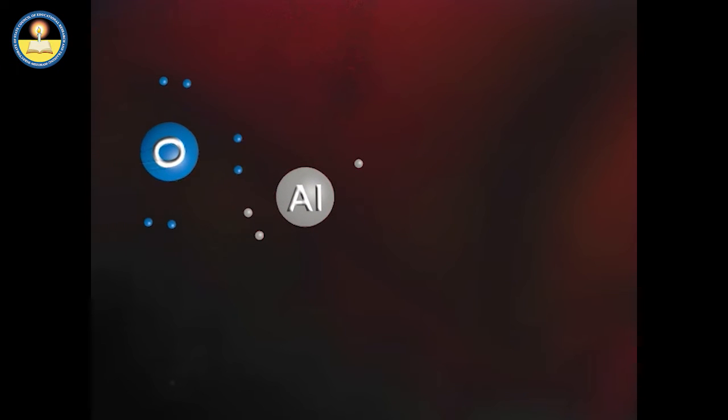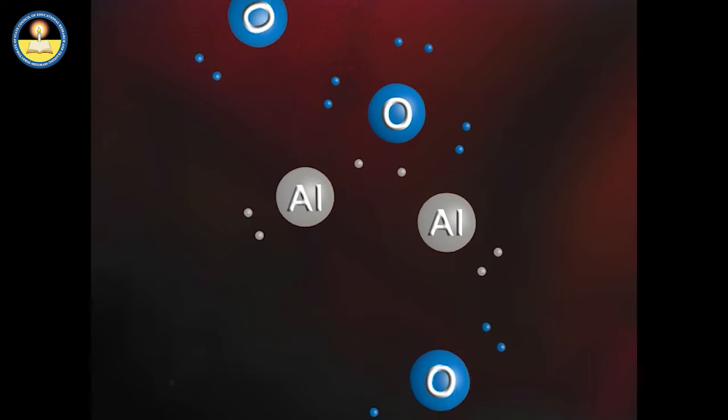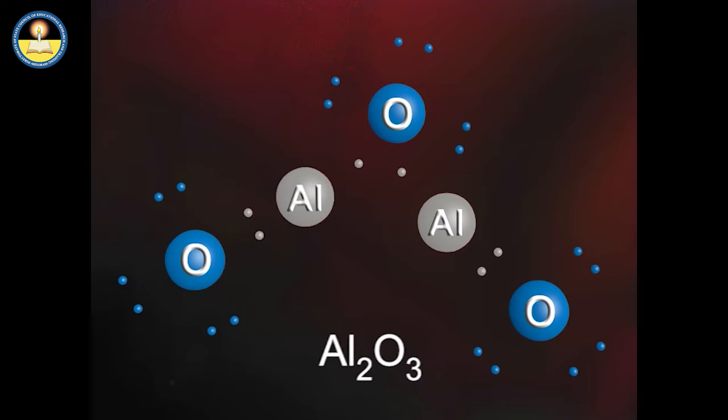In order to form a neutral ionic compound between aluminium Al3+ ions and oxide O2- ions, we require 2 aluminium atoms to supply 6 electrons, forming 2 Al3+ ions, and 3 oxygen atoms to gain 6 electrons, forming 3 oxide ions. The resulting chemical formula will be Al2O3.